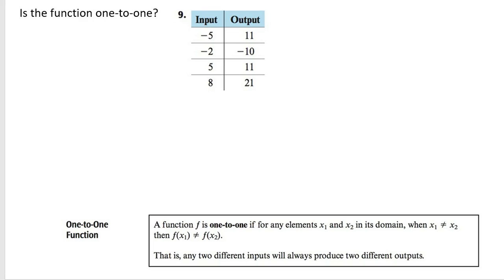Once again, the first thing I do when I'm checking for one-to-one is I look at my output and I say, do I have any repeating outputs? I do. The output 11 has two different inputs. Therefore, it is not one-to-one.